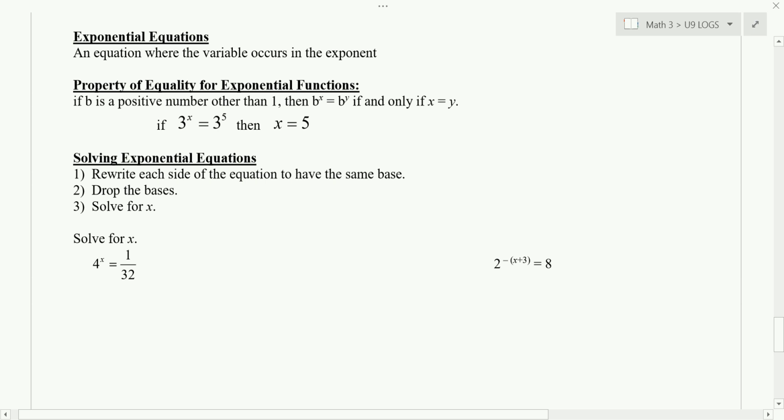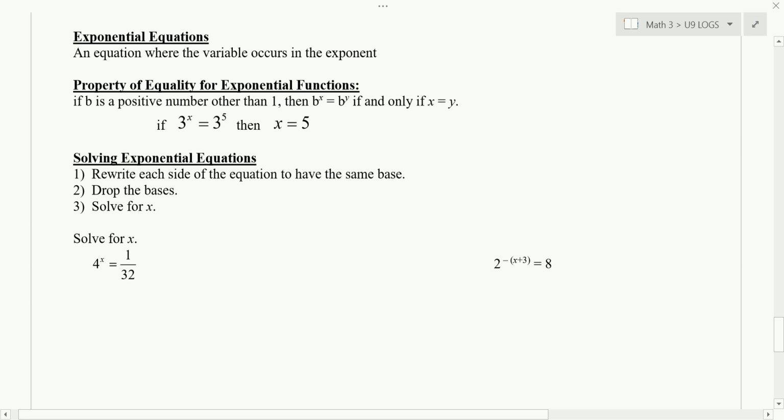So here's what we need to do to solve these, if we can. Okay, and these will work out for us. We want to follow these steps. We're going to rewrite each side of the equation to have the same base.